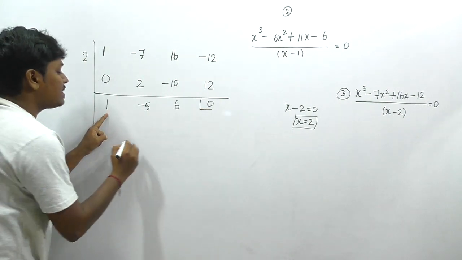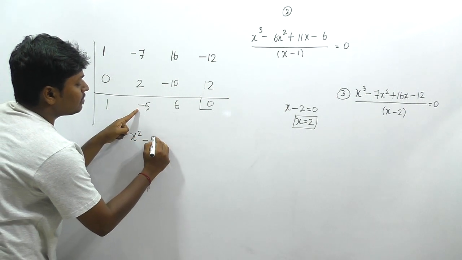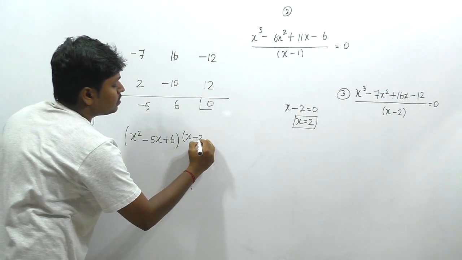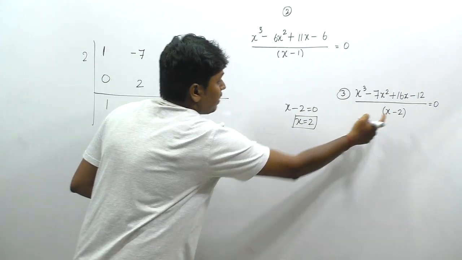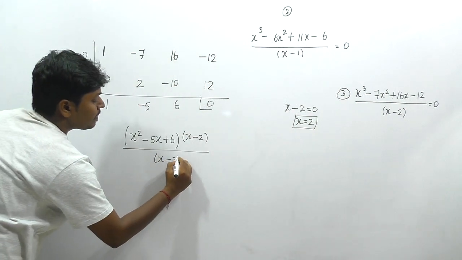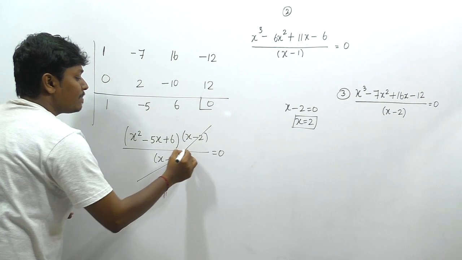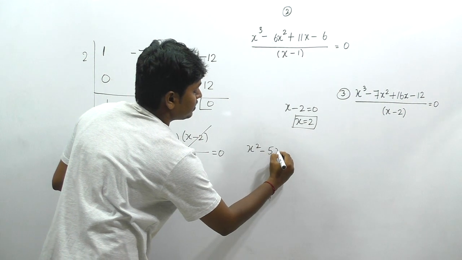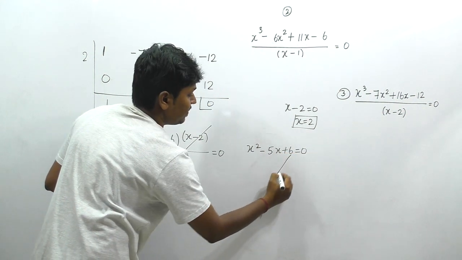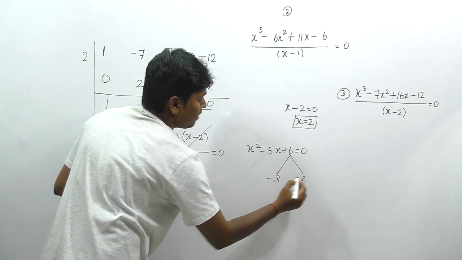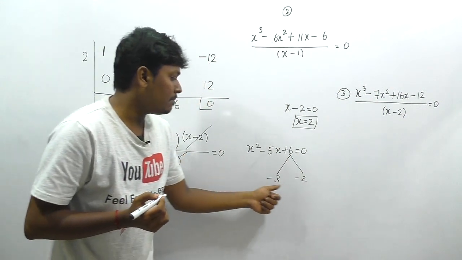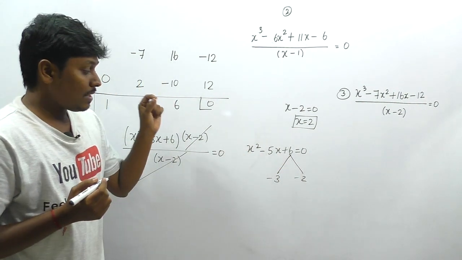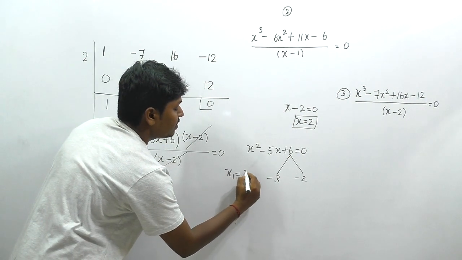So friends, now this equation can be written as x square minus 5x plus 6, and the remaining term will be x minus 2, divided by the denominator part which they have given, x minus 2 equal to 0. Now we can say that x minus 2 gets cancelled, and the remaining will be x square minus 5x plus 6 equal to 0. Then we can find the factors as minus 3 and minus 2. When we multiply both the numbers, the result will be plus 6. When we add both the numbers, the result will be minus 5. So the roots for this question are x1 equal to 3 and x2 equal to 2.